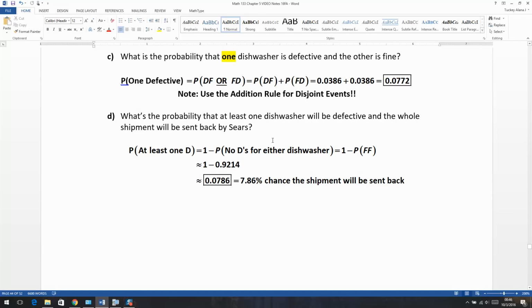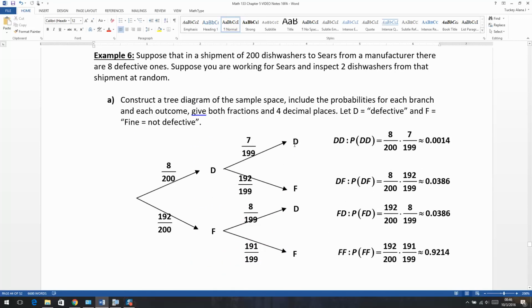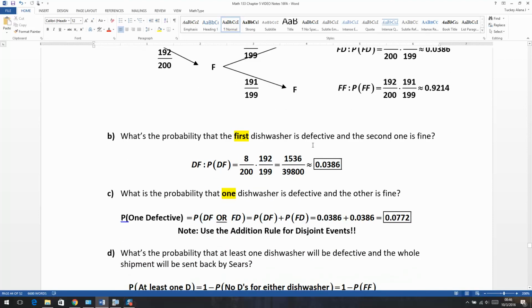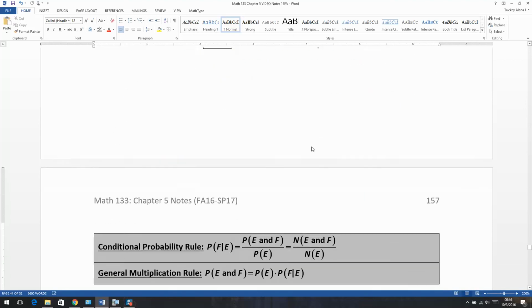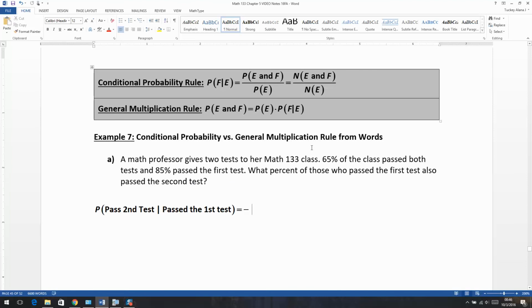Okay, so now that we've applied the general multiplication rule, and we've seen it multiple times, including in a lovely tree diagram to help organize our thoughts, now we want to compare the two rules that we've learned here. Conditional probability versus the general multiplication rule. How can you tell which one's being asked? So let's read this problem.